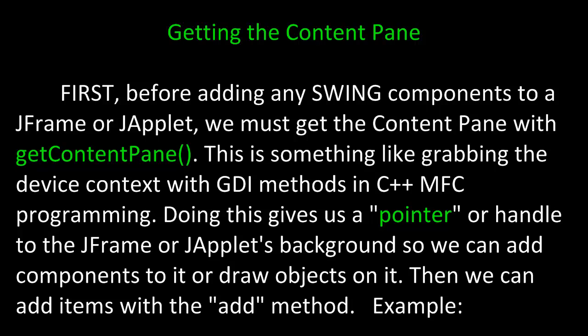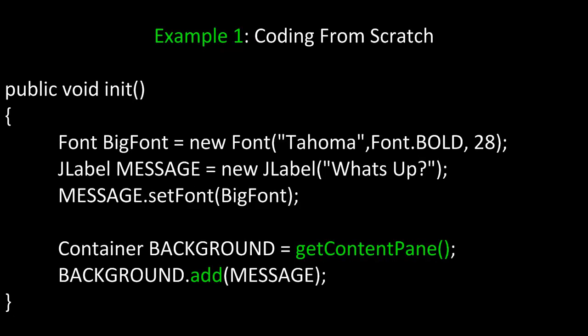Then we can add items with the add method. For example, if I were coding a JApplet or applet project from scratch in a text editor, inside the init method I would want to get the content pane with the method getContentPane, and I would assign the return value to a Container object. I could then use this instance of a Container object to add components with the add method.